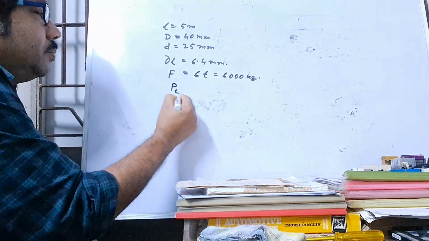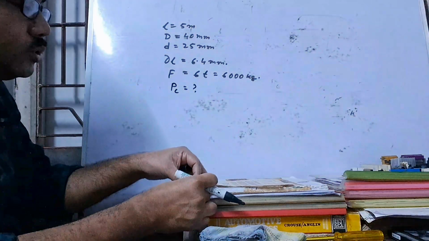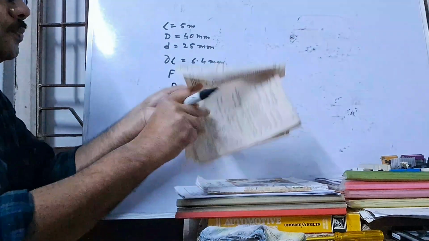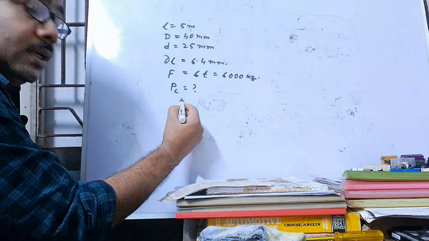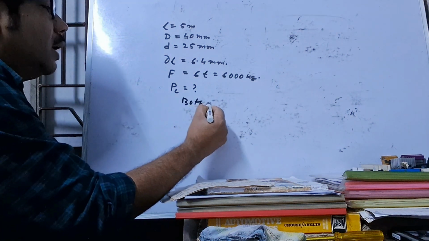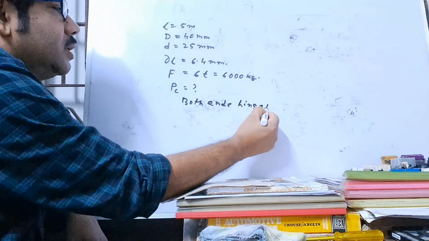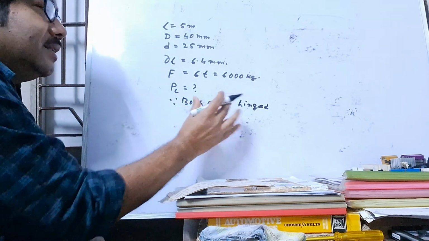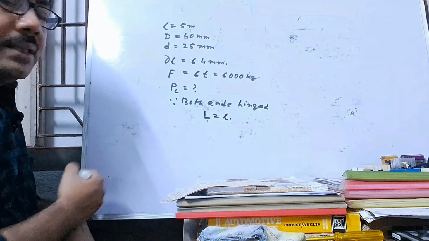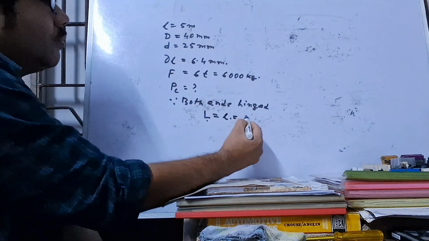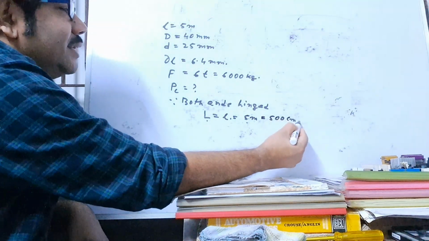Find the buckling load, P suffix equal to question mark, for the tube when used as a strut with both the ends pinned. Remind, both ends pinned. Pinned means hinged. As both ends are hinged, we know that equivalent length is equal to actual length, and this is equal to 5 meter, and this is 500 centimeter.